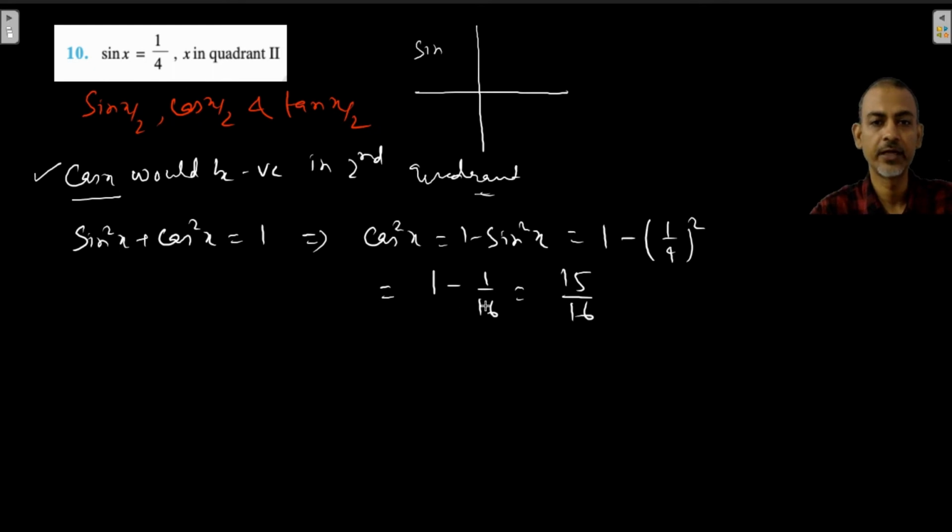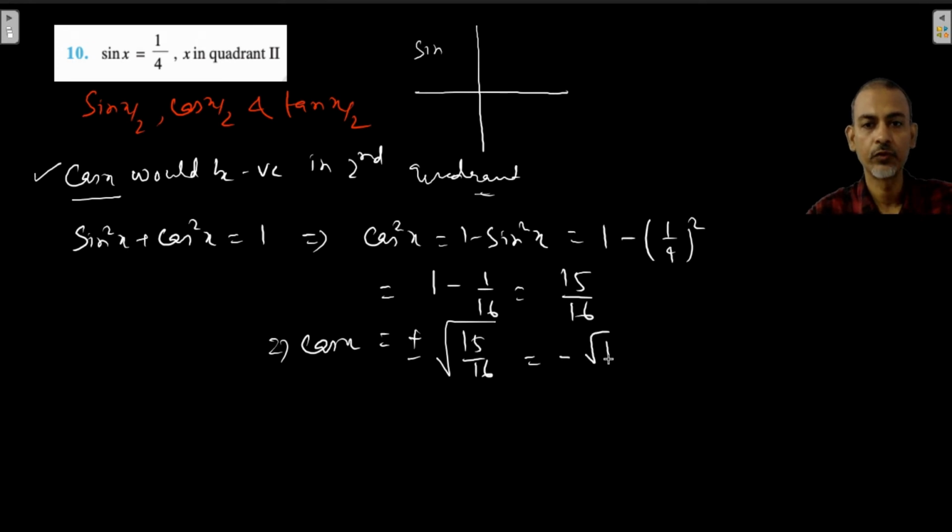I've just simplified it, 16 minus 1. So this implies cos x is going to be plus and minus, but first let's write minus, root of 15 upon 16. We can simplify it with the negative sign: minus root 15 upon 4. So we have got the value of cos x, right? Now we will find out the value of sin x by 2, cos x by 2 and tan x by 2.